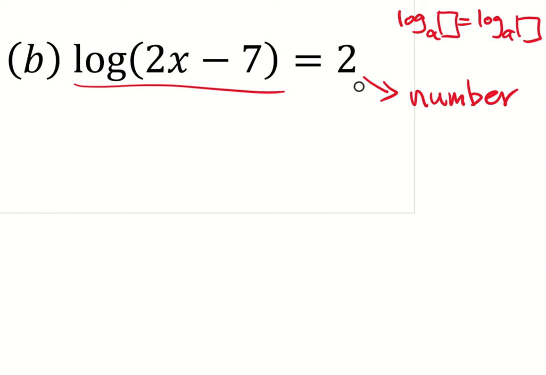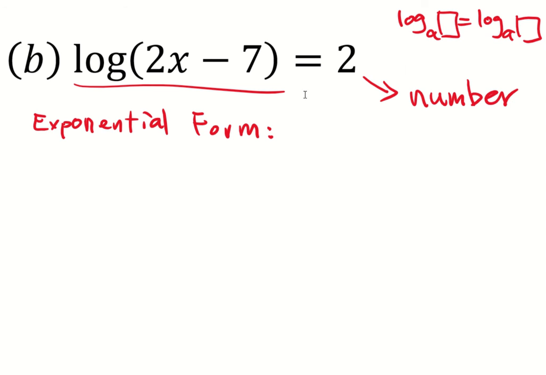So if you see this kind of problem, what you need to do is turn that logarithmic equation into an exponential equation. Okay, first let's find the base. Well, since it's log, that means it's base 10. The base is 10. The exponent is this 2. 10 squared equals what's left, the argument, 2x minus 7.